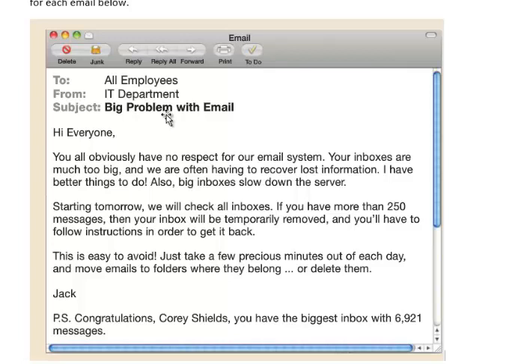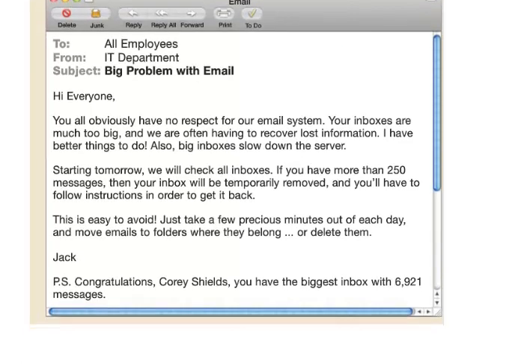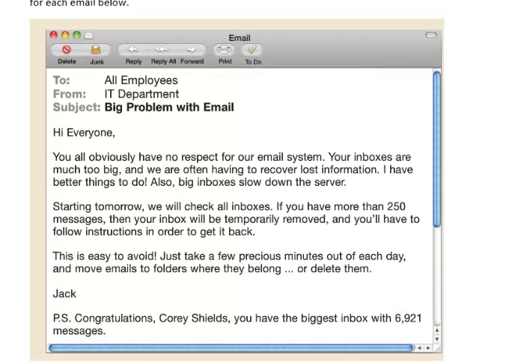Big problem. Was that a good title? I don't know if that was such a good title. "I have better things to do!" with an exclamation point. That's kind of condescending. Also, "big email inboxes slow down the server." Again, very non-quantifiable, almost like just a gripe rather than a constructive comment.